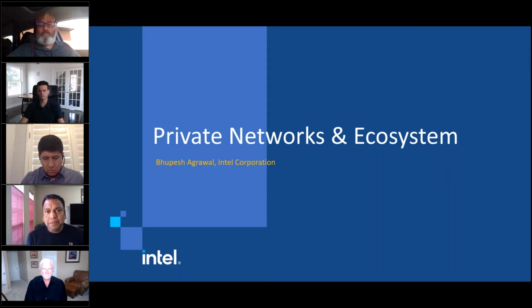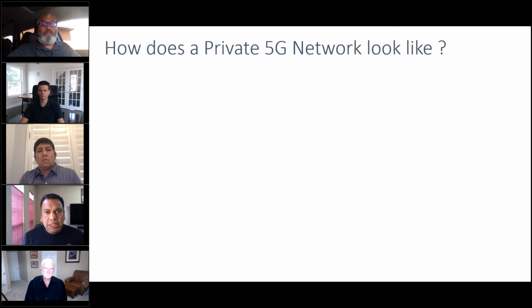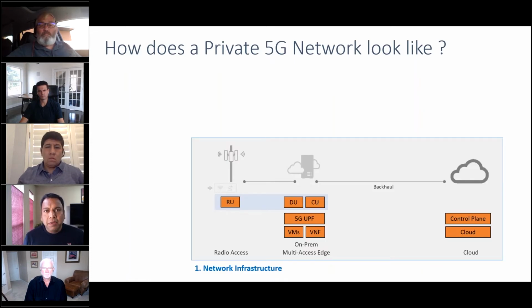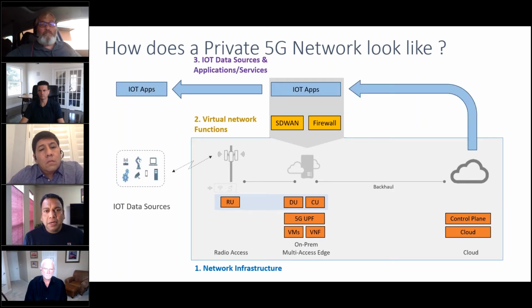Next slide, please. So we are going to talk about the 3 layers of private network. As you are looking at the private network, there are 3 layers, and you will see why a solid ecosystem is required. So the first layer of a private network is the network infrastructure. This is the part that Gary was talking about. It contains the radio network, radio access side, the edge computing, the packet core, and the cloud side. The second layer is about the virtual network function. This contains things like SD-WAN, firewall, and the third one, which is equally important, is the IoT use cases and the application. Gary talked about several use cases.